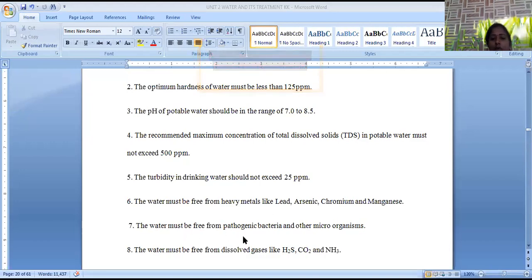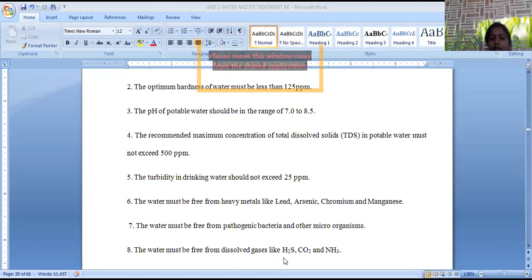And next, water should be free from pathogenic microorganisms like bacteria, virus, fungi, algae, and protozoans. If those microorganisms are present in the water, they cause many health problems, which are called waterborne diseases. That's why the important thing is water should be sterilized and free from pathogenic or disease causing microorganisms.